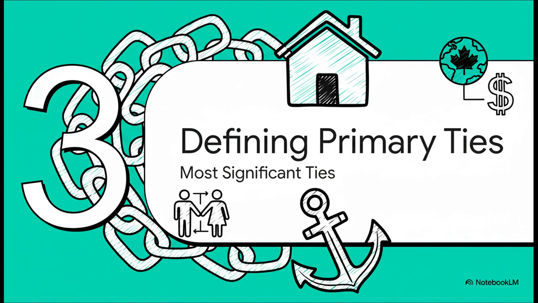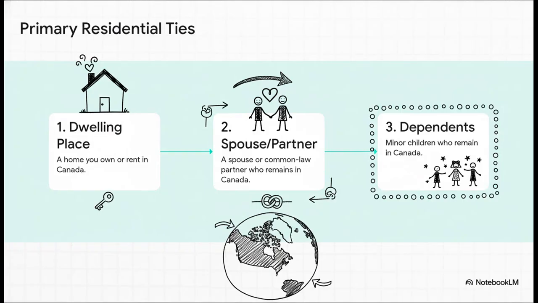So let's start with the ones they call primary ties. These are the most significant connections of all. There are 3 of them, and they are the big ones: having a dwelling place in Canada, having a spouse or common law partner here, and having dependents here. Now, this is super important. Unless you sever all of these major ties when you leave, you'll almost always be considered a resident of Canada, which means you'll be taxed on your worldwide income.